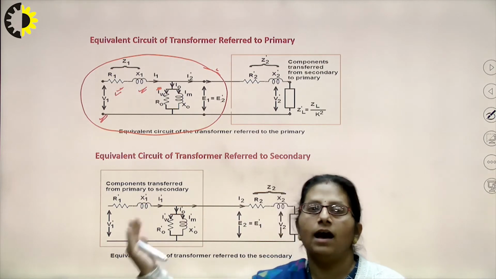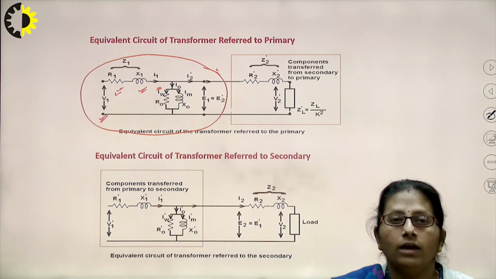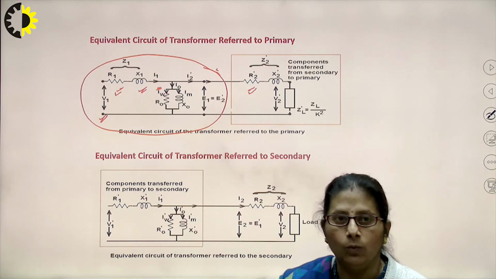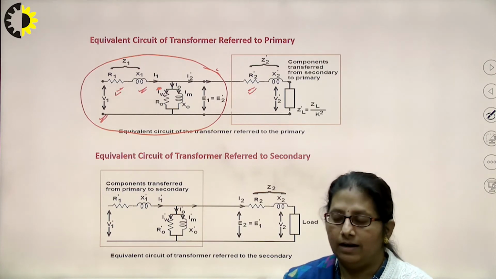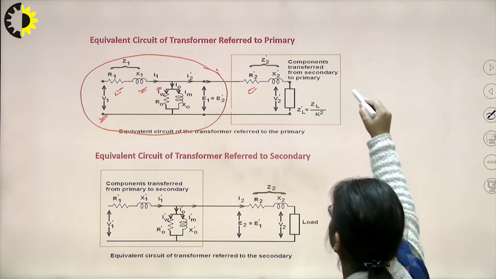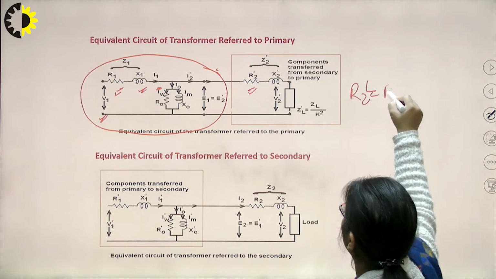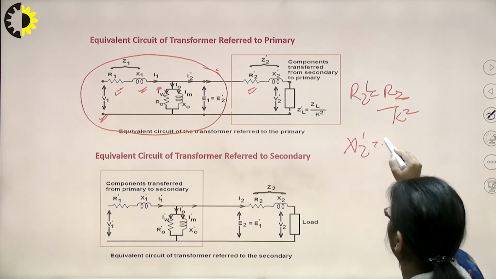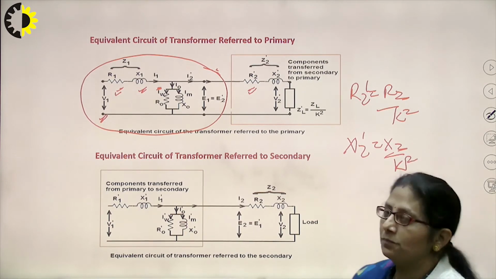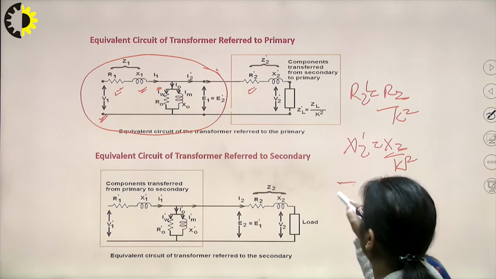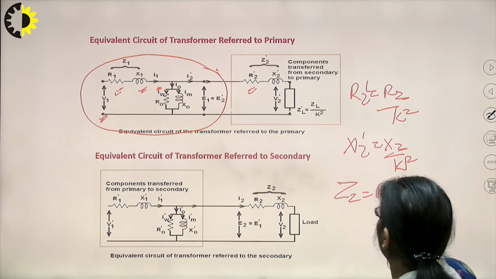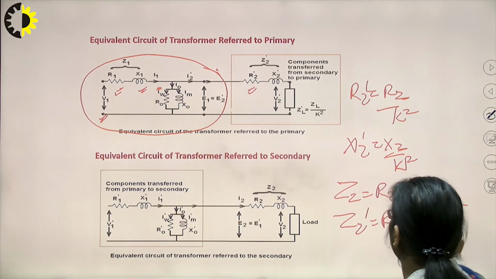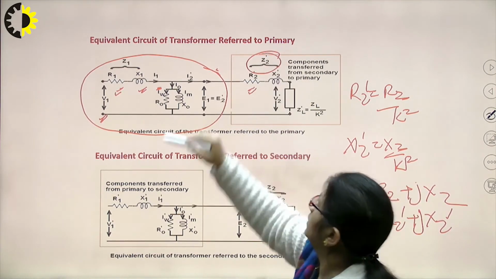Now, the secondary parameters are being referred towards primary. So, we know that when the secondary resistance is being referred towards the primary side, what should be the value? The resistance on the secondary side was R2, the resistance will become R2 dash and its value would be R2 by K square. Similarly, the reactance X2 dash, that will become X2 by K square. Right, or I also know that Z2, which is given by R2 plus JX2, that will become the new Z2 dash, which will be equal to R2 dash plus JX2 dash, which we just write it as Z2 dash.